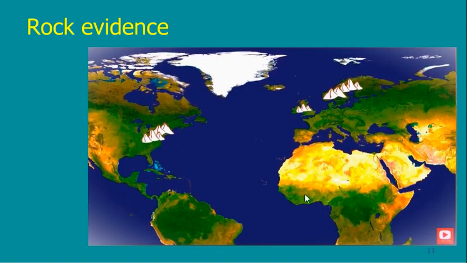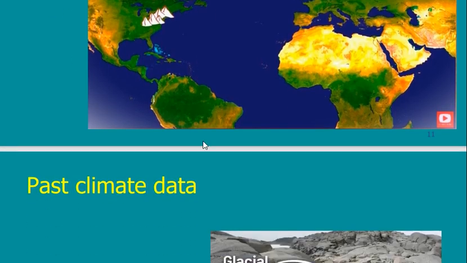Rock evidence. Here are some mountains. These mountains, similar to it, are found here in UK. Similar to it is found in Scandinavia. The same type of mountain with the same formation. So it means one day this was just one line touching each other, but then with time they drifted away from each other.